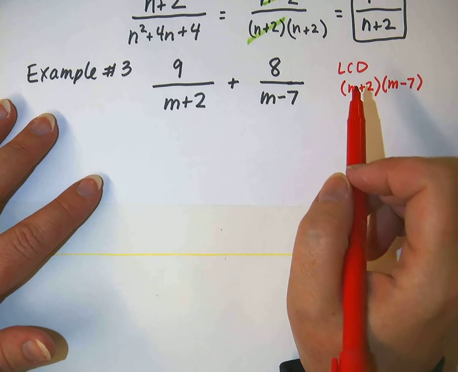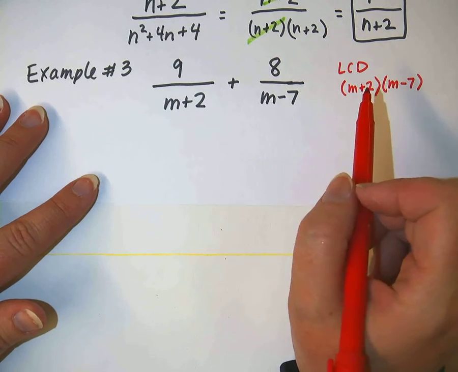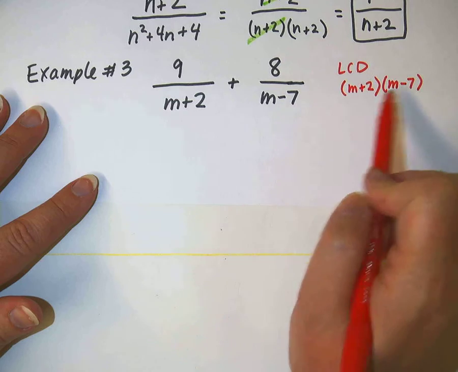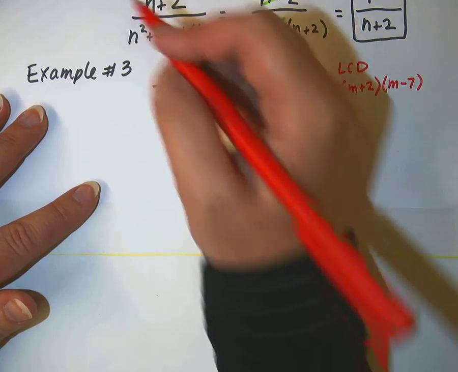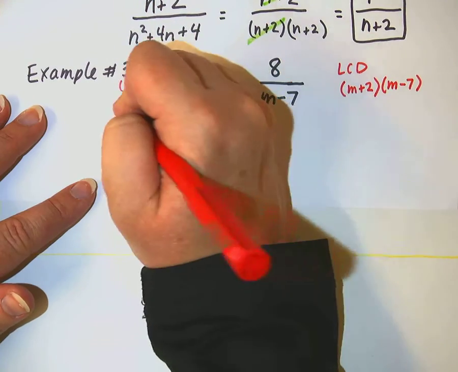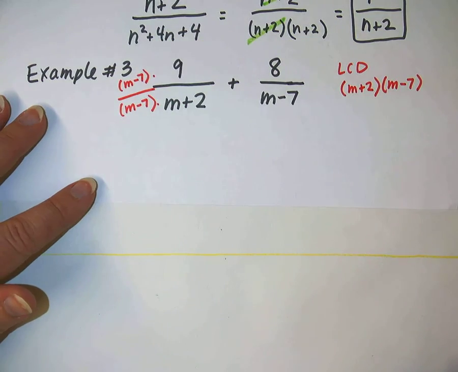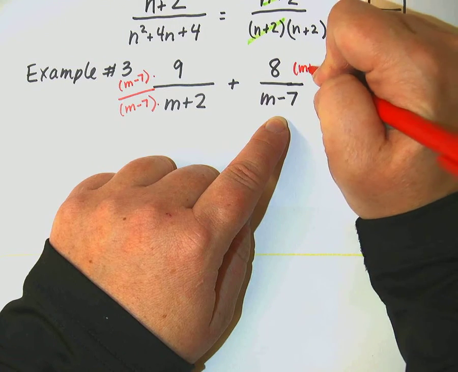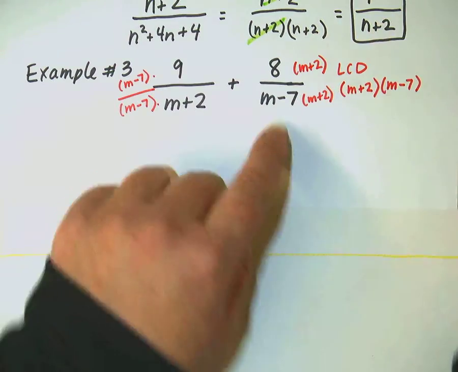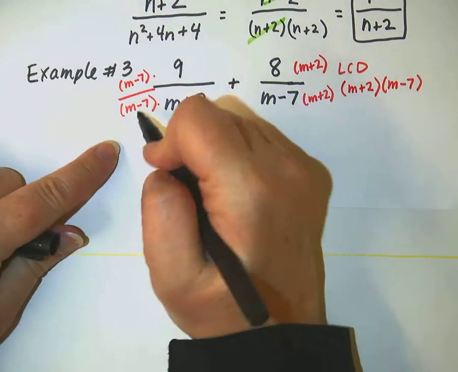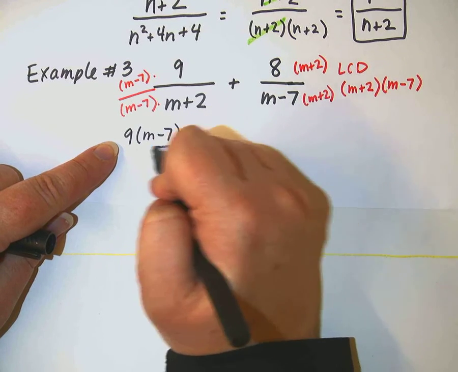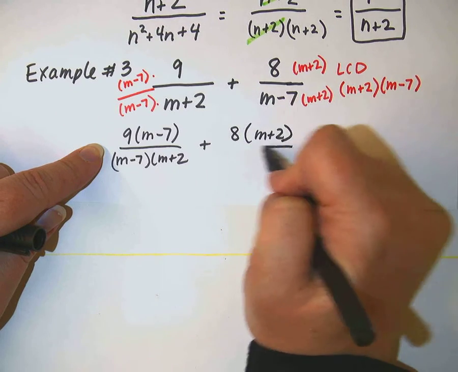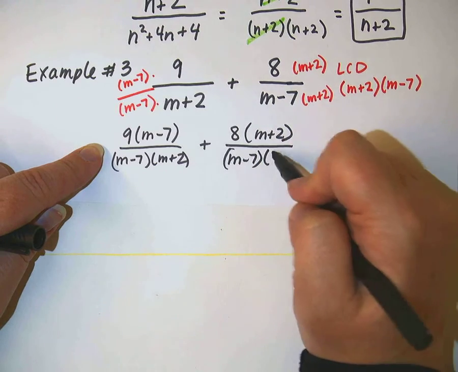Okay? So we now need to multiply each fraction by the factor that it's missing to get that least common denominator. What piece is this fraction missing to be this? It is missing the factor m minus 7, correct? So we are going to multiply the top of the fraction by m minus 7 and the bottom of the fraction by an m minus 7. Okay, what's missing on our second fraction? M plus 2. So we're going to multiply the numerator by m plus 2 and the denominator times an m plus 2. That gives us 9 times m minus 7 over m minus 7 times m plus 2, and 8 times m plus 2 over m minus 7 times m plus 2.